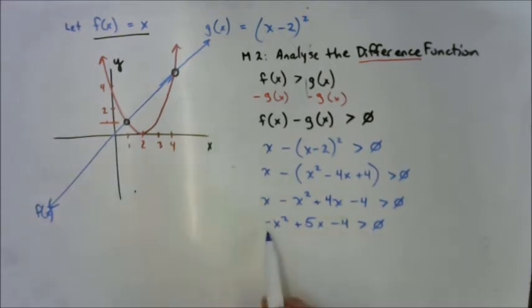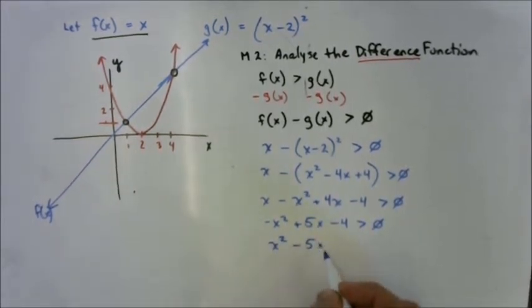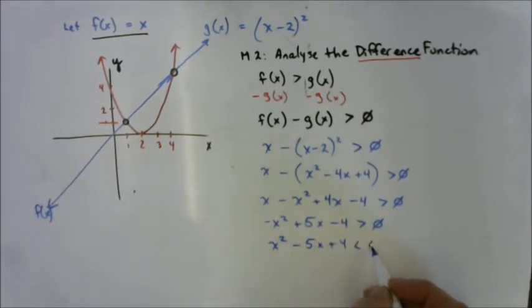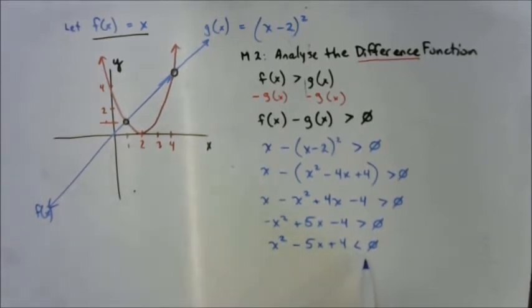Okay? I don't personally love working with a negative initial coefficient. So what I can actually do is multiply this whole thing by negative 1. But then we remember when we're working with an inequality, that means we have to flip the sign. So anytime you multiply by a negative number or divide by a negative number, you have to flip the sign. So you can do it like this, it's not a problem, or you can change all the signs and flip the inequality. So now we're looking for where x squared minus 5x plus 4 is less than 0. Okay?